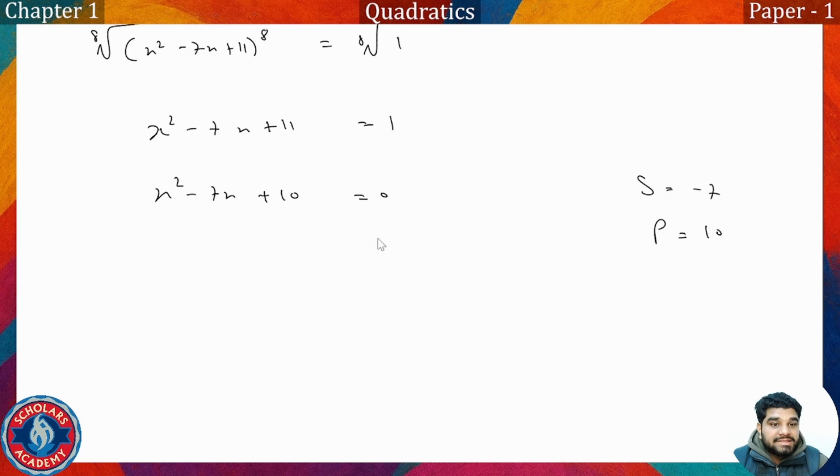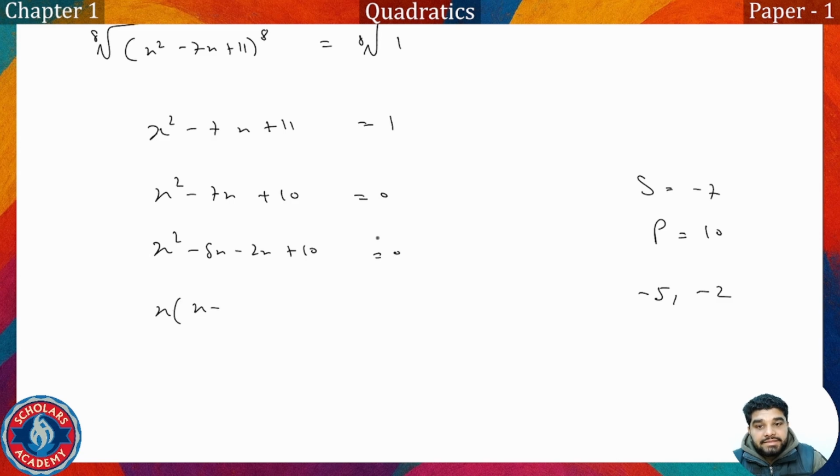Right? Sum is negative, product is positive. It means both the numbers should be negative, right? Because sum is negative. So both the numbers should be negative and their sum is 7. So can we take 5 and 2? Negative 5, negative 2, right? x square minus 5x minus 2x plus 10 is equal to 0. Taking x common, x minus 5, minus 2 common, x minus 10 is equal to 0.